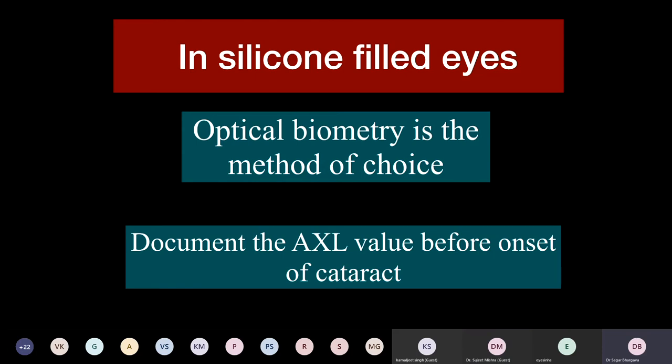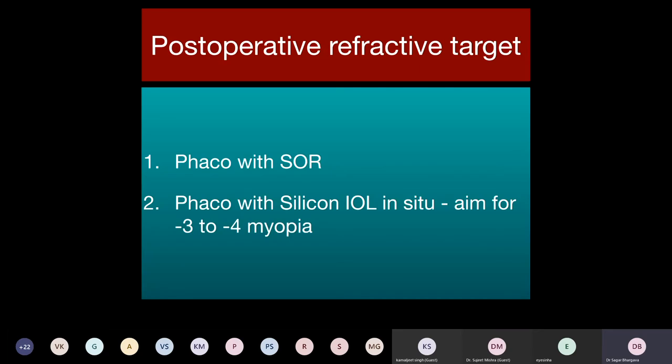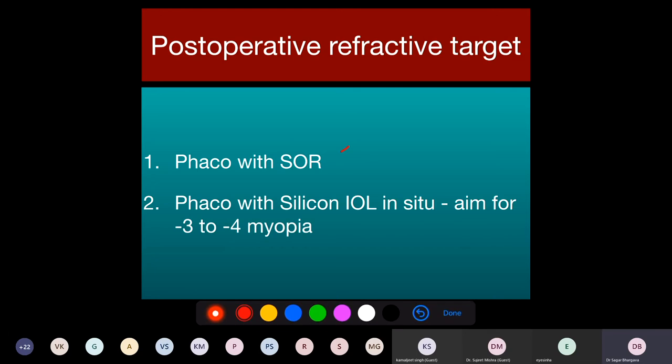You can also do one thing: for some patients, like diabetic patients who will need silicon oil in future, you can always document their axial length value before the onset of cataract. Now, when we do cataract surgery for this patient, there are two possibilities. One, we do it with SOR, that means oil removal in the same go. In that case, you aim for a normal refractive target, say 0.5.